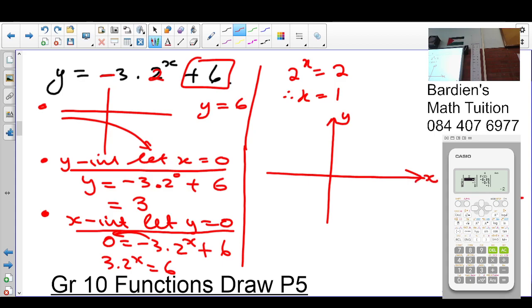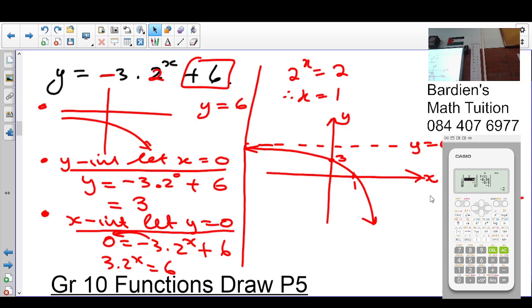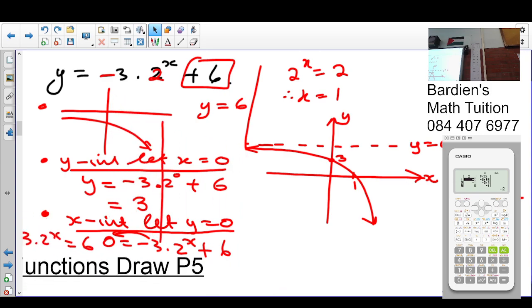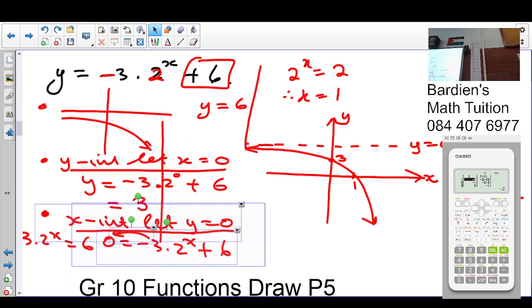Okay, so we start off by writing in the asymptote y is equal to 6. Your y-intercept is at 3, and the x-intercept is at 1. As you can see, it's going to come close to this asymptote but doesn't touch. And there we go. Okay, we'll do another one like it now. I'll give you a chance to do the next one, but let's first look at the questions pertaining to this graph.